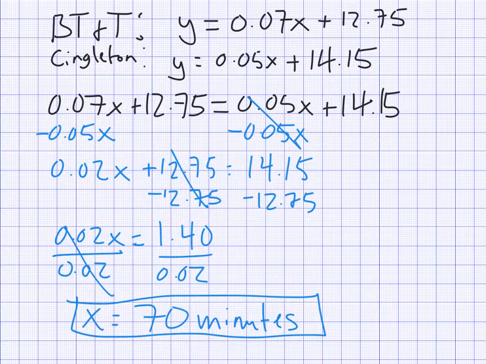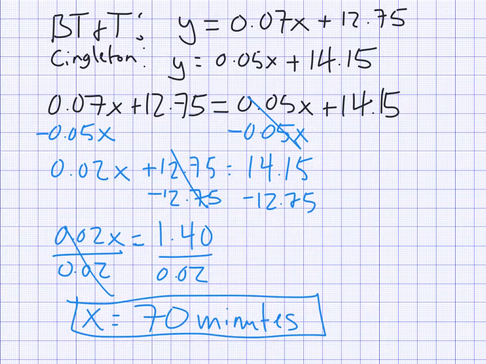So if Cassandra wants to make a decision, she has to think whether or not she's going to use less than 70 minutes or more than 70 minutes. If she uses less than 70 minutes, she wants to go with the plan that is less expensive from the beginning, which would be BT&T. Right? This one starts out less expensive, and if she uses less than 70 minutes, the price here will actually be less than this one. Now, 70 minutes isn't a lot, depending on whatever you use.